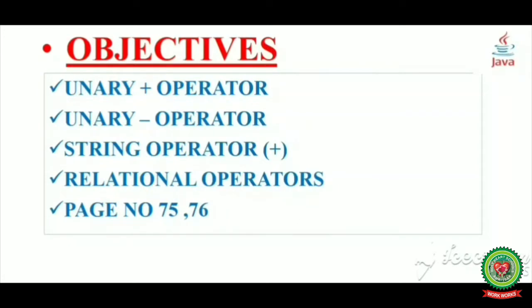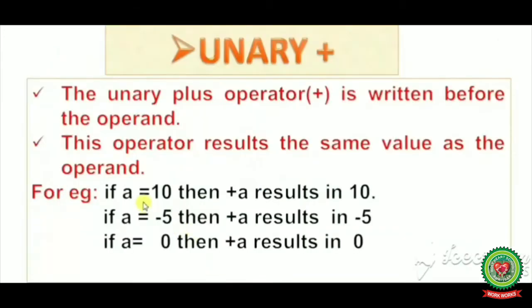Students, unary operator means one operator and one operand, like plus x. So plus is an operator and x is an operand. String operator we will use when we have to join two things together. And relational operator means to find the greater than or less than value. Clear? So we are going to start with our first operator, that is unary plus.